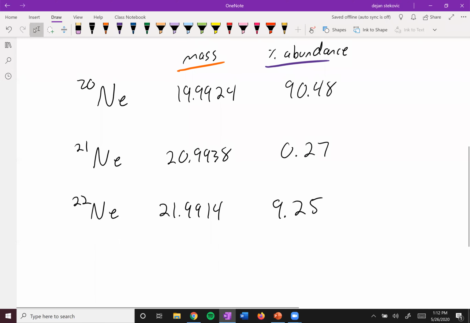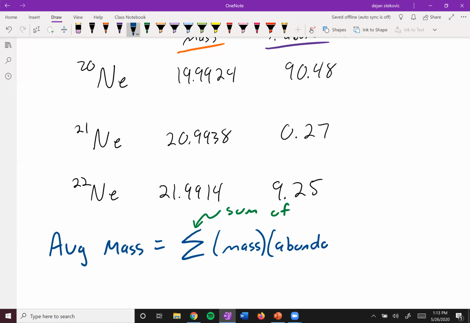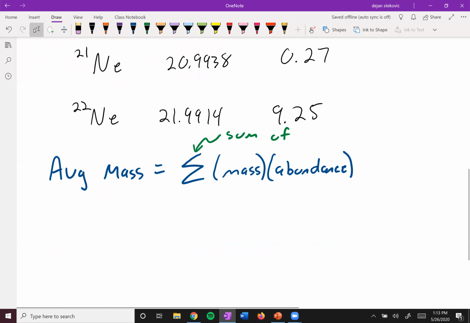So how are we going to calculate the average mass? Well, the average mass is going to be the sum. That's what this symbol means. It means sum of. So we're going to sum a bunch of different things. And what we're going to sum is the mass of each isotope times its abundance as a decimal. Right? So we're going to take all of these components and then average them out to get an average mass.